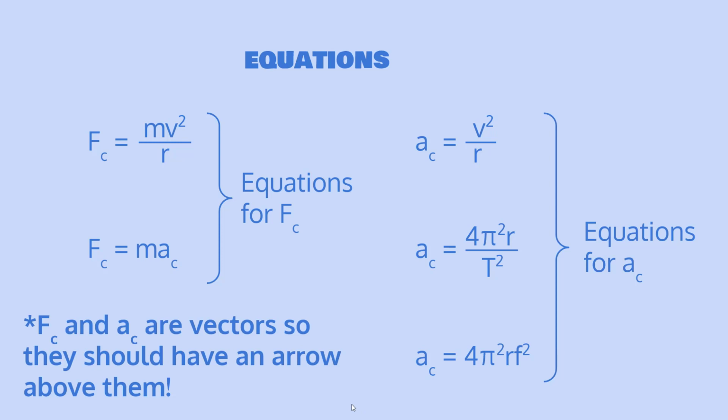I would also like to note that the centripetal force and the centripetal acceleration are vectors, so all of these should really be written with little arrows on top of them. I just don't have technology to type that very efficiently, so I've left it out for these equations and for the rest of the video. But if you're writing this on paper, then make sure you include the arrows, so there should be arrows above the centripetal force and above the centripetal acceleration.